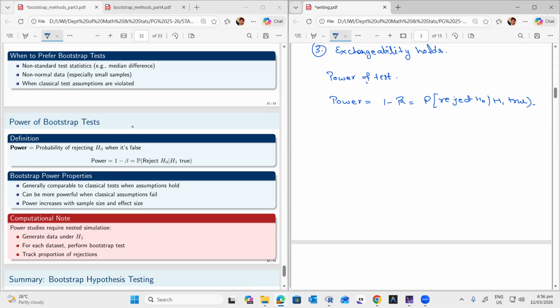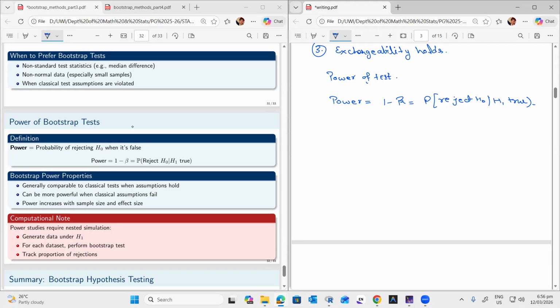But the bootstrap test requires only minimal assumptions, typically exchangeability under the H naught for the permutation test, or the ability to resample in a way that mimics the data generating process. This flexibility makes them applicable in a wide range of settings.